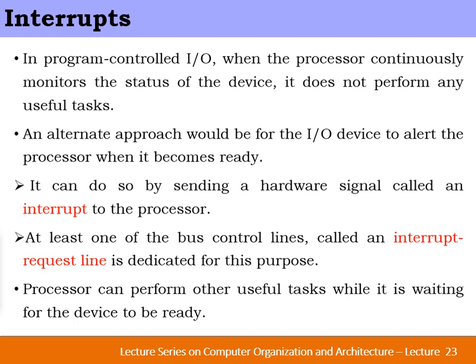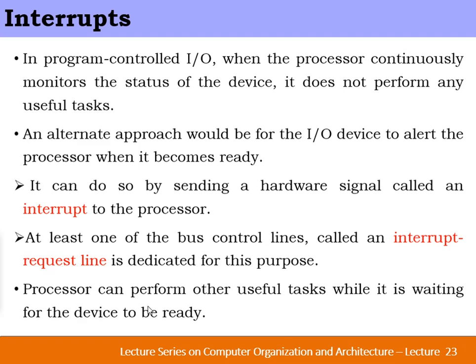In the case of program controlled IO, the processor continuously monitors the status of the device, whether the device is ready or not. It keeps on polling the device, monitoring its status. During that time the processor is unable to do any other task, so it does not perform any useful work, and processor time is wasted.